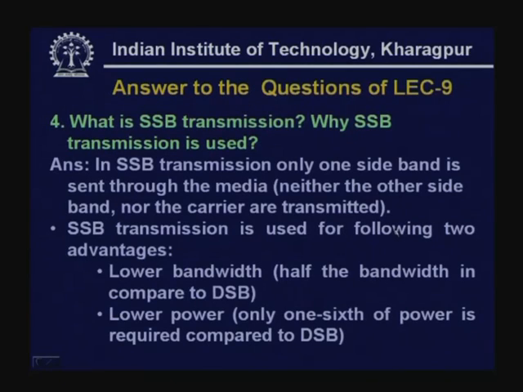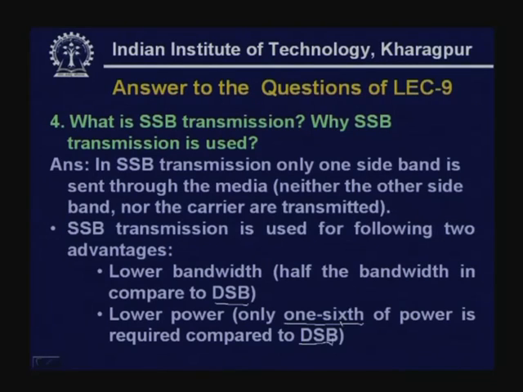Fourth question was, what is SSB transmission? Why SSB transmission is used? Answer is, in SSB single sideband transmission, only one sideband is sent through the media, I mean either lower or upper sideband is sent, nor the carrier is transmitted. So, the carrier is not transmitted and one of the two sidebands is transmitted. SSB transmission is used for the following two advantages: lower bandwidth, half the bandwidth of the double sideband transmission, and lower power, it requires about 1/6 of the power that is required for double sideband transmission.